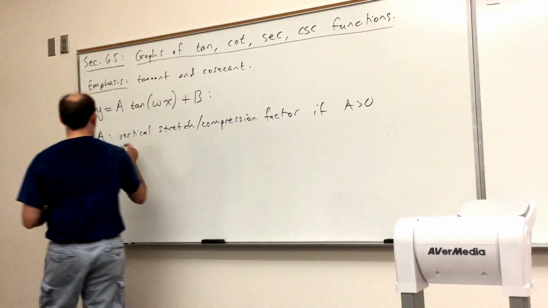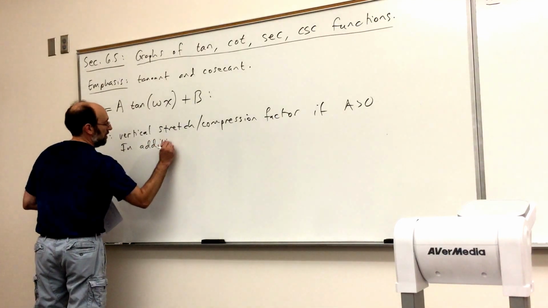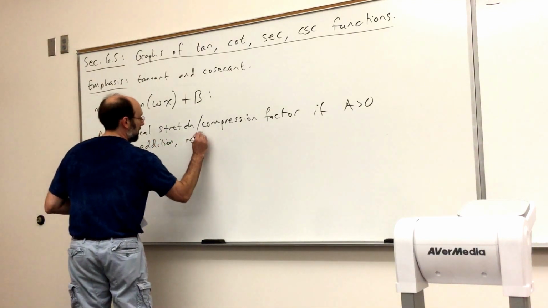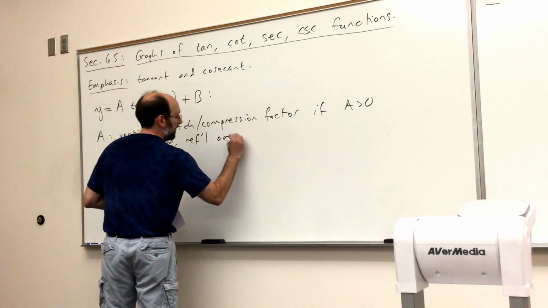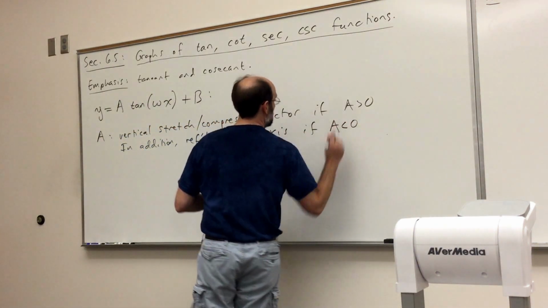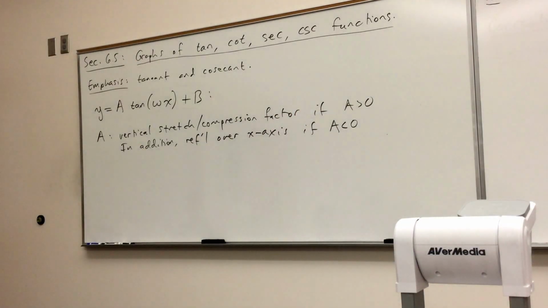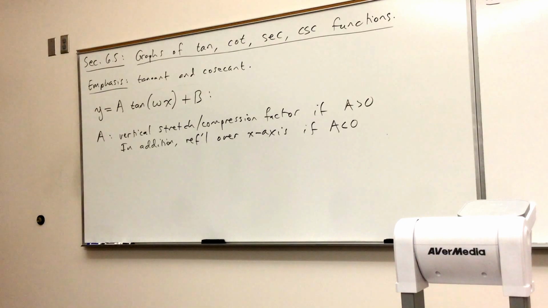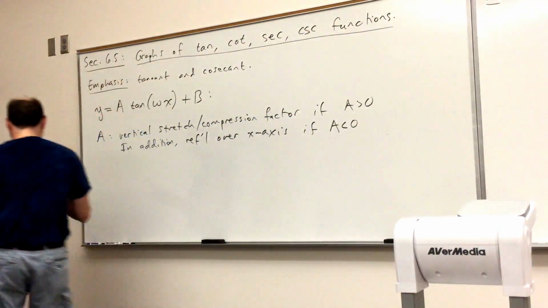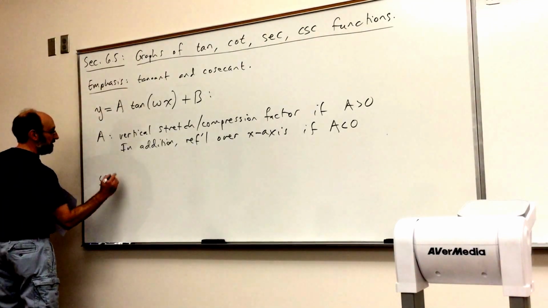So the absolute value of A in that case would determine the amount of stretching or compressing vertically that you'd have. Okay? So the omega is your periodicity factor.